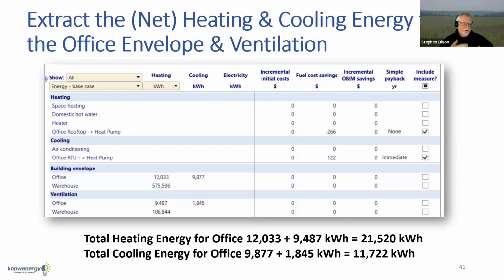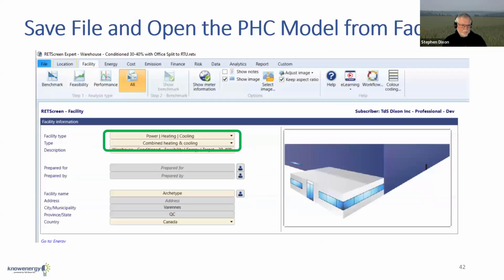So the lighting has already been netted out against this. So the total net heating energy is going to be the 12,000 kilowatt hours for the envelope, plus the 9,487 for the ventilation. So we got 21.5 for the heating energy, and likewise we're going to add the 9,877 and 1,845 for 11,722 for the net cooling energy. Okay, so those are the two numbers we're going to use.